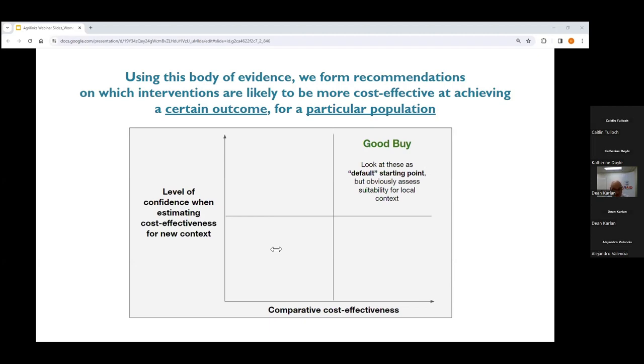So as I said above, the good buy designation doesn't mean an approach should be copied and pasted cookie cutter style into a new context, but it's probably worth a closer look to see if it could fit and be a starting point and a default option.